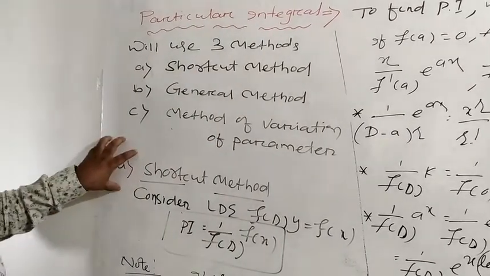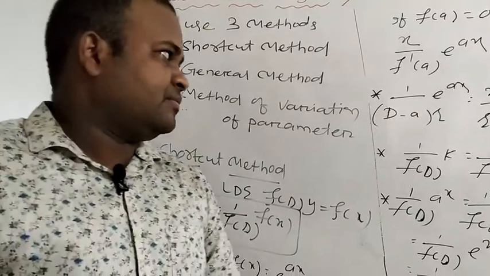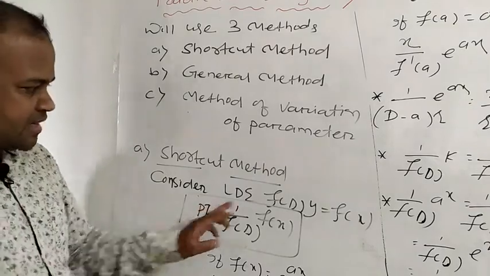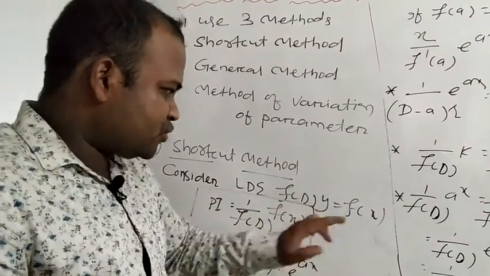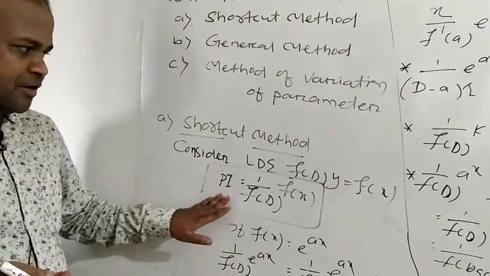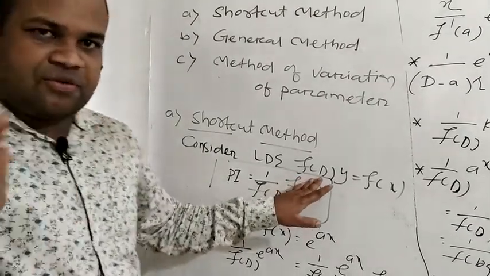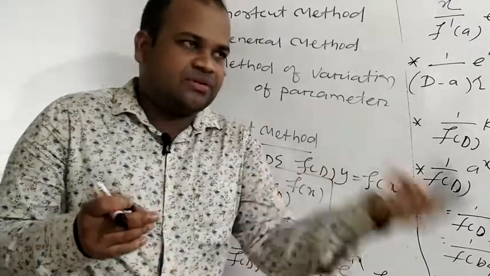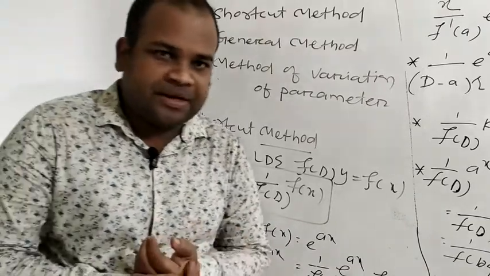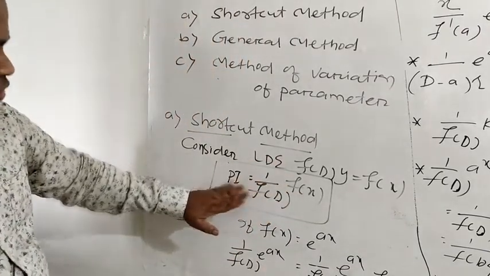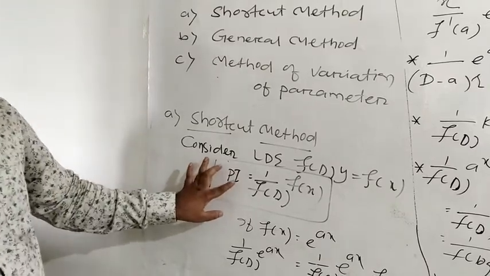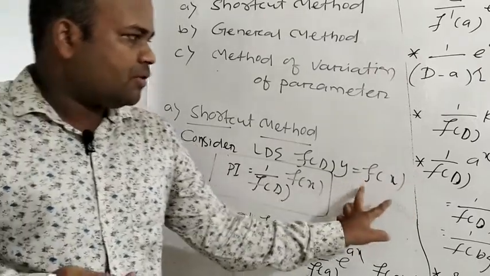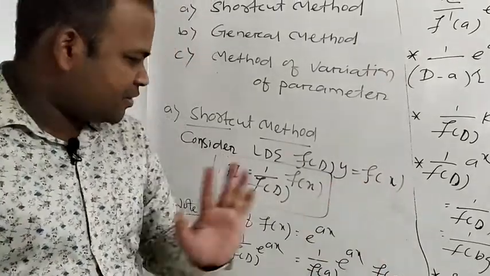In the shortcut method, we will study various types. In this video lecture we will discuss type first. Let the linear differential equation be f of D into y equals f of x. The CF, the complementary function, is found from the auxiliary equation f of D equals 0. You will find the roots, and based upon the four rules you find the complementary function. But in this lecture you will find the particular integral. So the particular integral equals 1 upon f of D into f of x. Here f of x will be a function of x, maybe x square, maybe 10x, maybe cot x, like this.